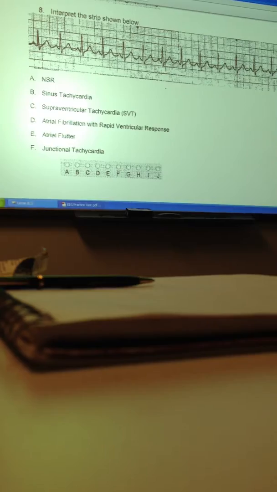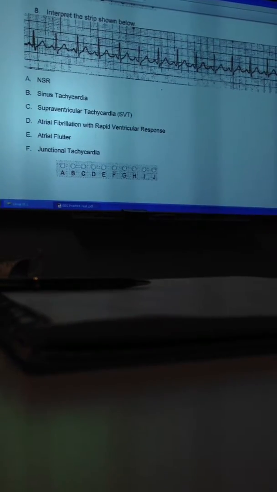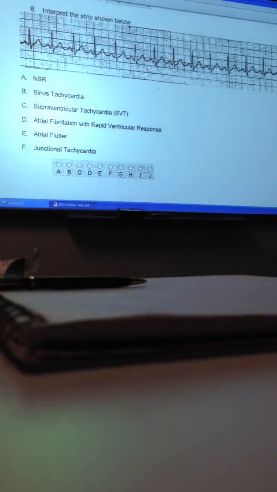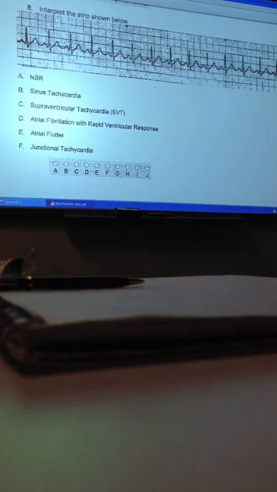PR interval is normal. QRS is normal. Heart rate for sinus is normal, dividing by 1500. The only difference is this is coming from the sinus node. It's fast. It's greater than 100, but it's less than 150.